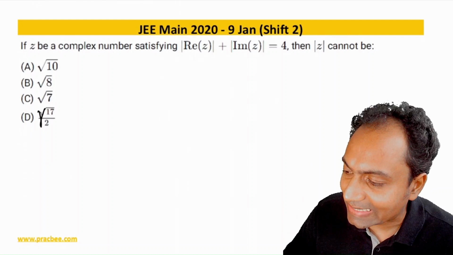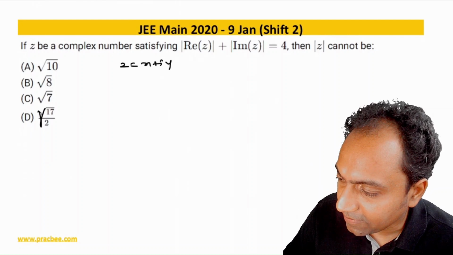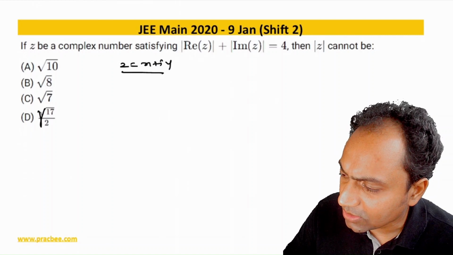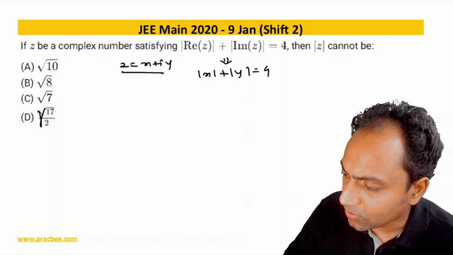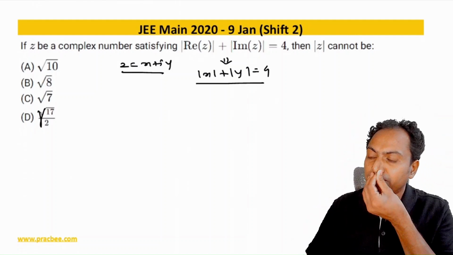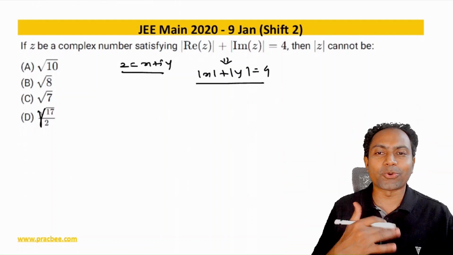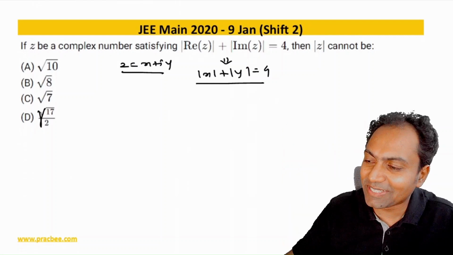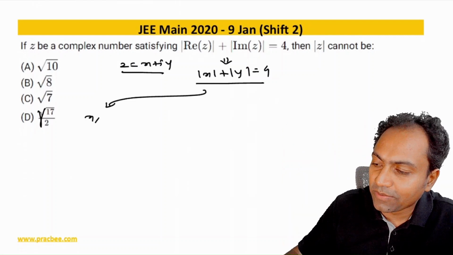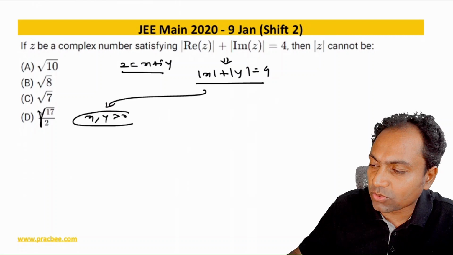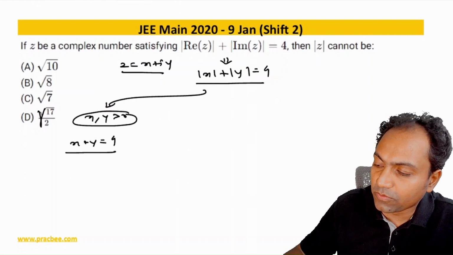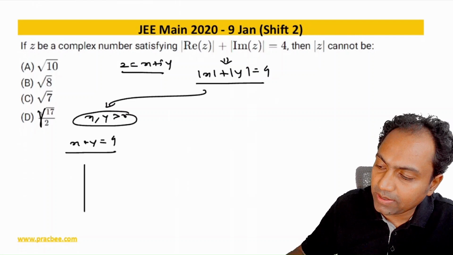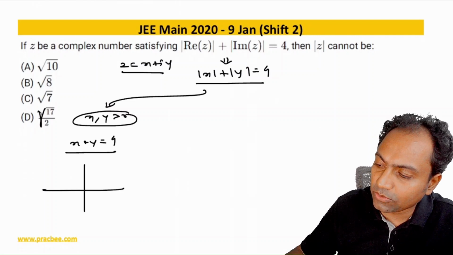So if I take z as nothing but x plus iy, the real part of z is nothing but x. So this equation that is written is nothing but mod of x plus mod of y is equal to 4. Now this graph you should already know, but let us say if you do not know, how are we going to do it? If I take both x and y in the first quadrant, then this will become x plus y is equal to 4. That would mean in the first quadrant, if I try and draw the graph, this is how the graph looks like.